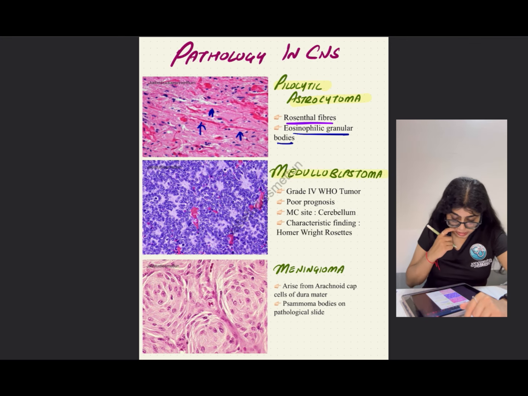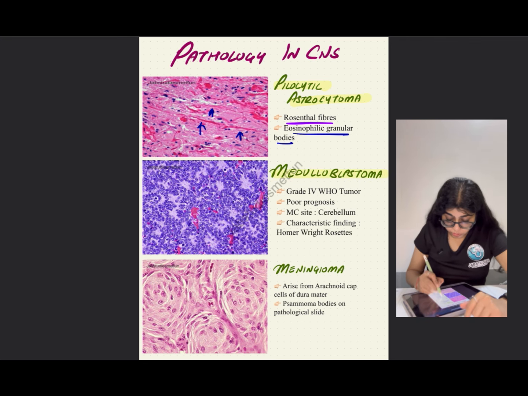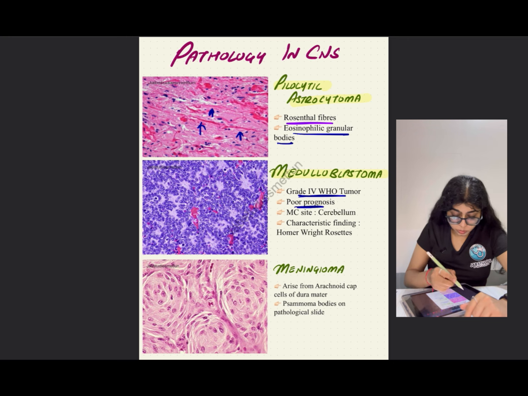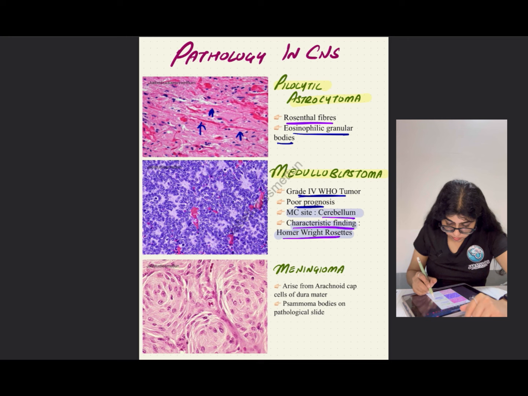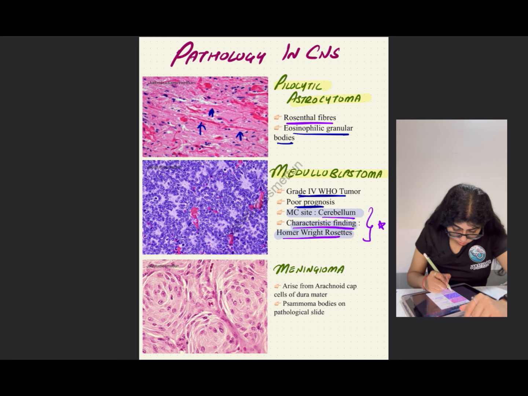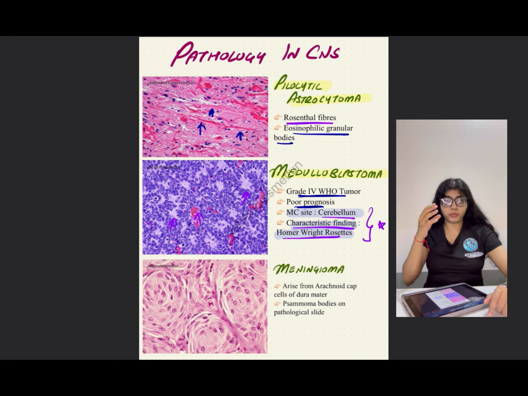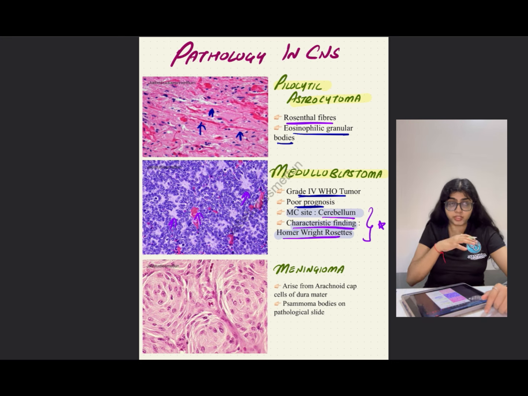Medulloblastoma. It is a grade 4 WHO tumor with poor prognosis. The most common site is the cerebellum. And the characteristic finding are Homer-Wright rosettes. Very important for the exam. These are the Homer-Wright rosettes. They look like circular formations, with cells sitting in a round around empty space.